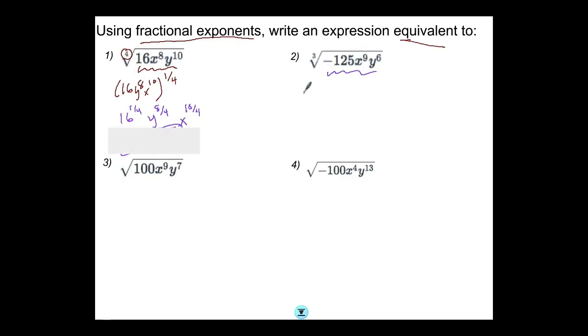Let's practice some more. Take the base, and we rewrite the root as a power, 1/3 power. We then take each of these numbers and use the exponent 1/3.